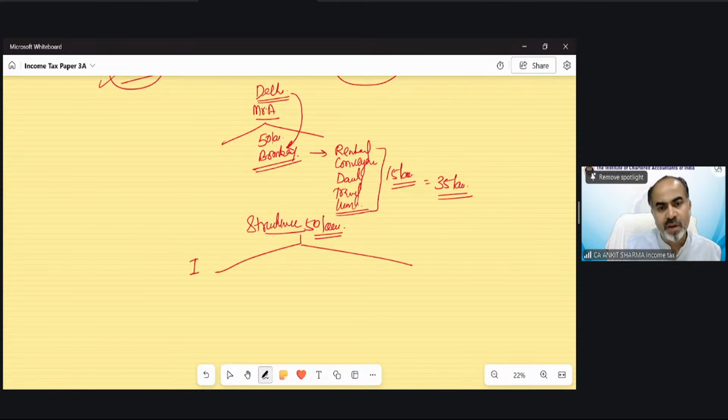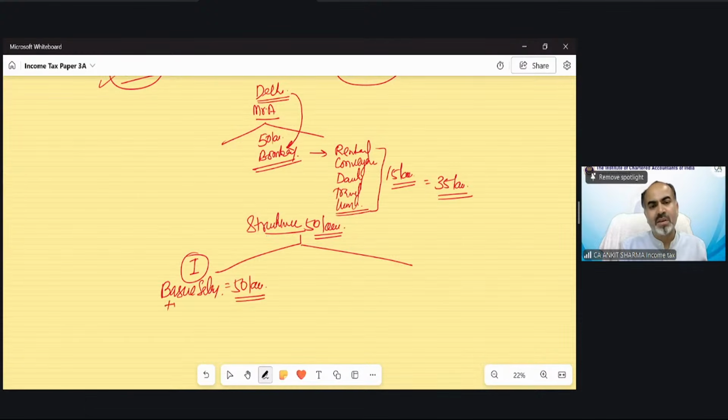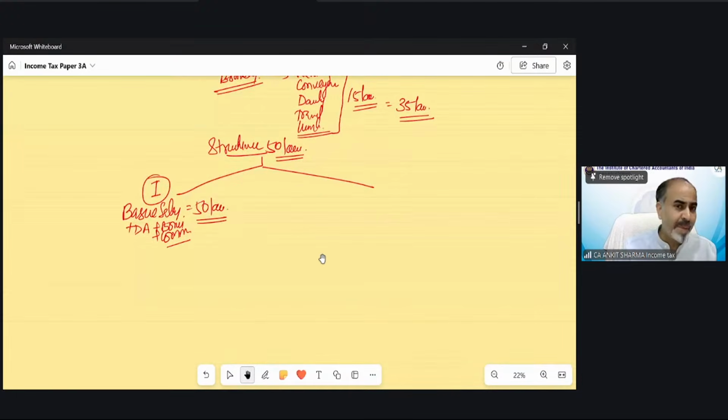Suppose option one: I tell him to go for basic salary and take this full 50 lakh rupees in his bank account under basic salary plus dearness allowance plus bonus plus commission. Just bifurcate your salary into these 4-5 categories. Take this 50 lakh rupees as a whole. Now what will happen in this structure?